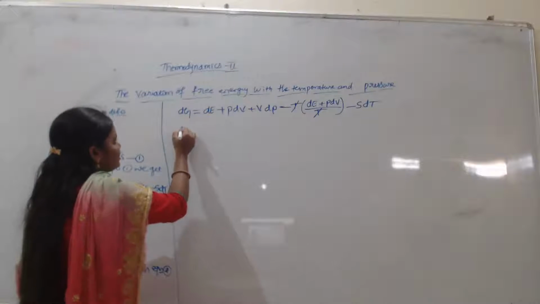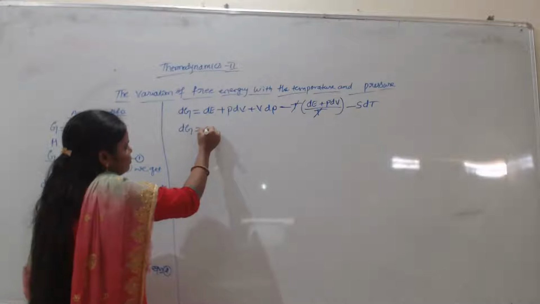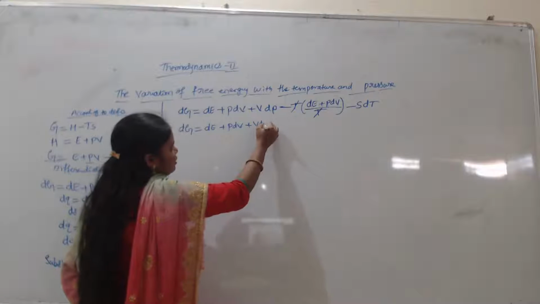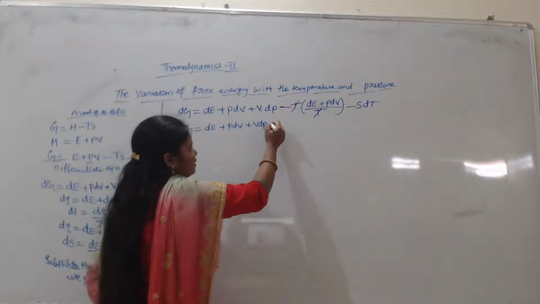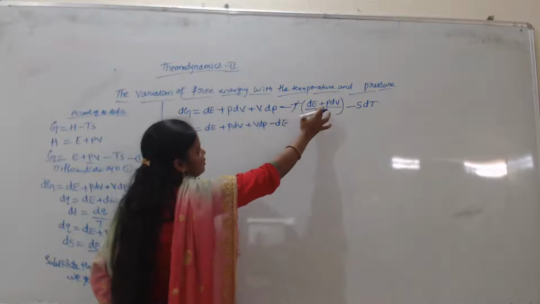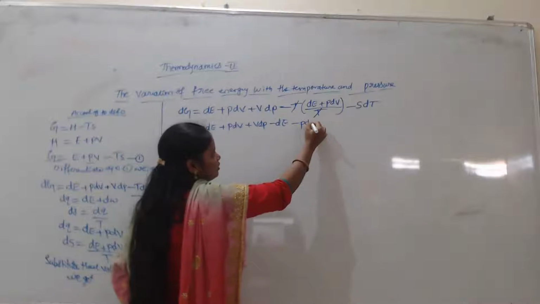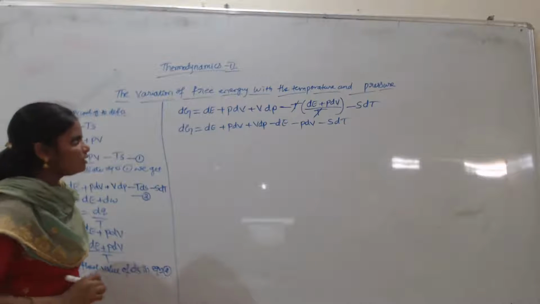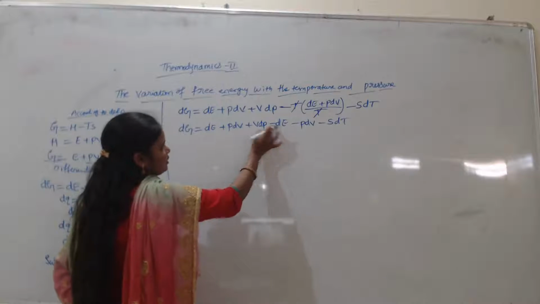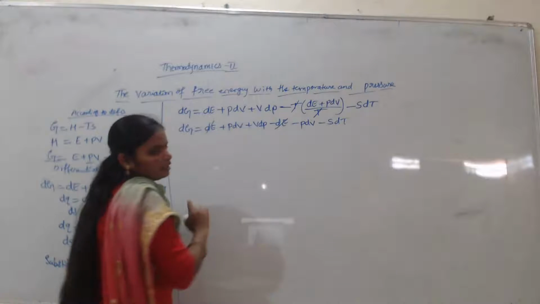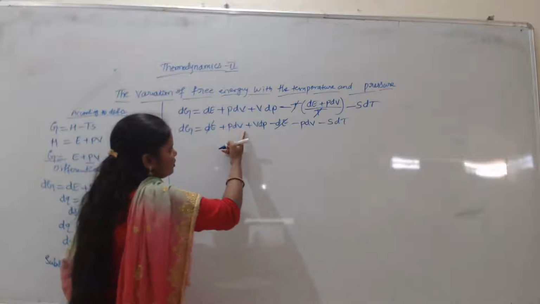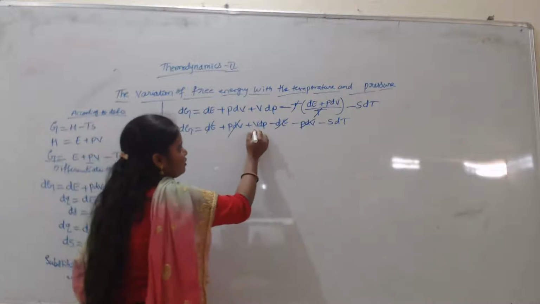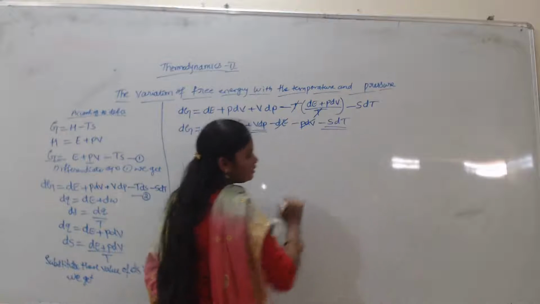Here the remaining dZ is equal to dE plus P dV plus V dP minus dE minus P dV minus S dT. The dE terms cancel and the P dV terms cancel, remaining only V dP and minus S dT.